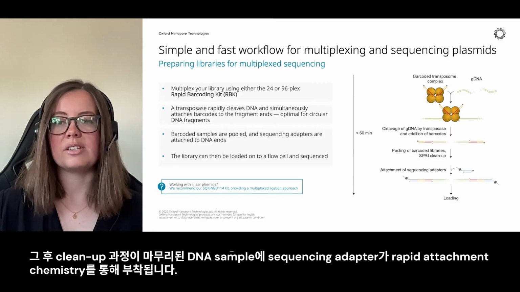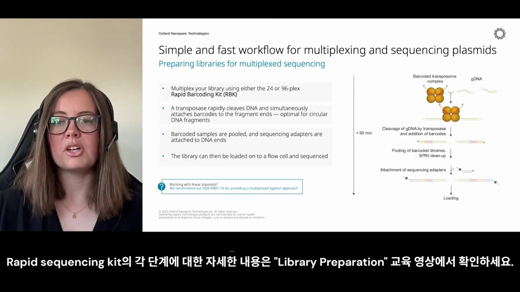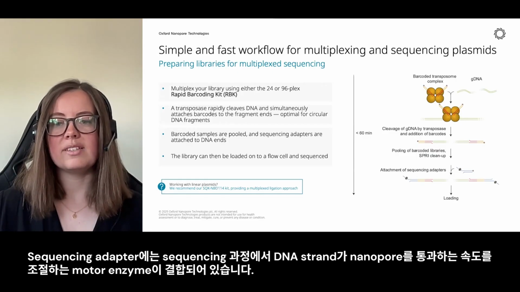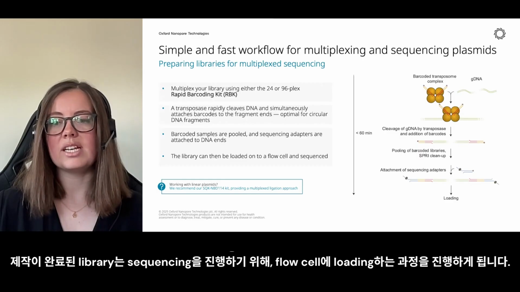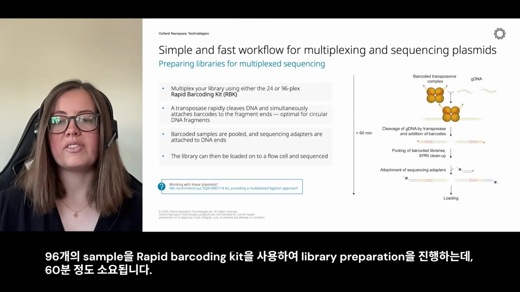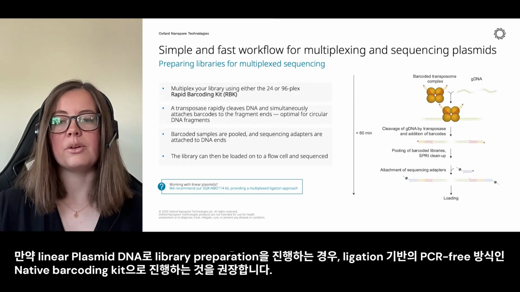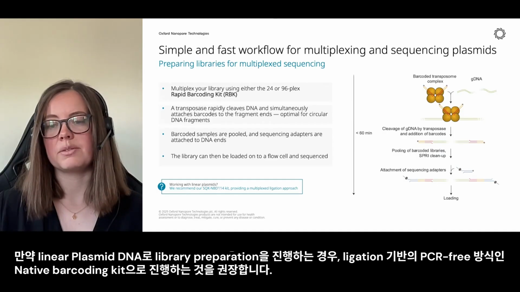Next, sequencing adapters are added via rapid attachment chemistry. You'll hear much more about this in the Library Prep Masterclass in this series, but as a quick reminder, the sequencing adapters feature a bound motor enzyme, which controls the translocation of DNA through the nanopore during sequencing. The adapted DNA library is then loaded onto a flow cell for sequencing. As there is no amplification during this step, the protocol only takes an hour for the preparation of 96 barcoded samples. As a quick note, if you're working with linear plasmids, we instead recommend using our native barcoding kit, which uses a ligation-based approach for PCR-free library prep.